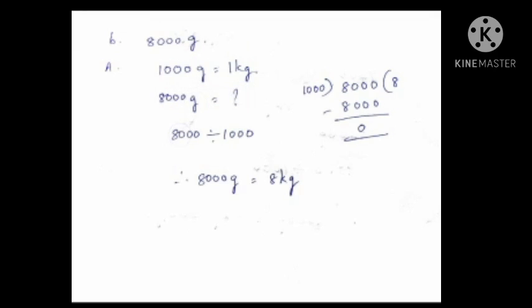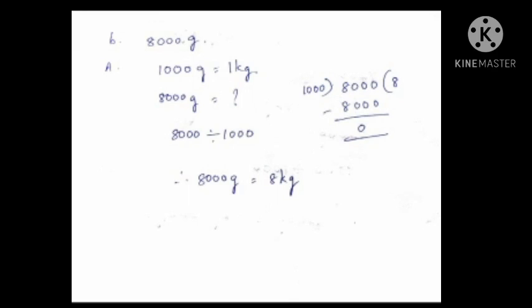What should we do? 8000 divided by 1000. Here we do the division. In the 1000 table, when will we get 8000? Tell me children. 1000 eights are 8000. Next we have to subtract it. 8000 minus 8000, how much children?